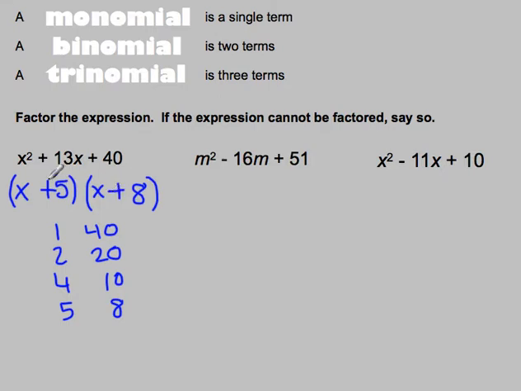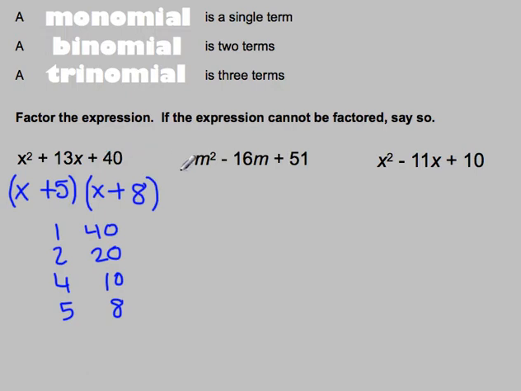And then if you want to check your signs, a positive times a positive gives us a positive 40. Basically, you're doing the opposite of FOIL. If I were to FOIL this back out, I should end up with what we started with, this trinomial, because plus 8x plus 5x would give us 13x. Positive 5 times positive 8 gives us 40.